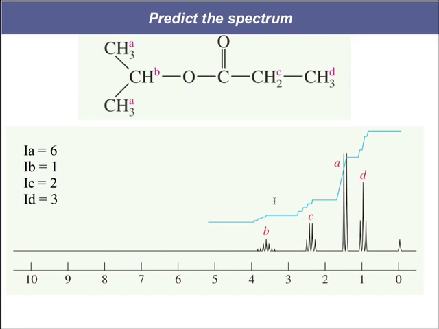So we've got number of signals. We've got integration of each signal. We've got the chemical shift of each signal. And we've got the splitting of each signal. Everything that we would have predicted in our spectrum shows up here.